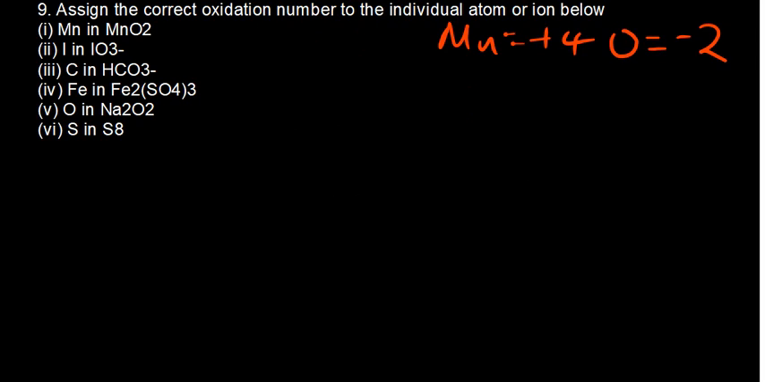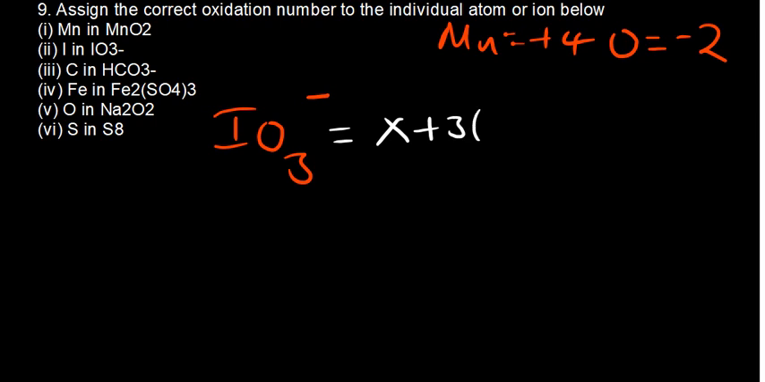Moving on to the second part, we have iodine, IO3 minus. Basically, the 3 is not a power, it's a subscript on the bottom, and then the negative 1 is the charge. For oxygen it is determinable, so for iodine we are going to put x because we don't know.